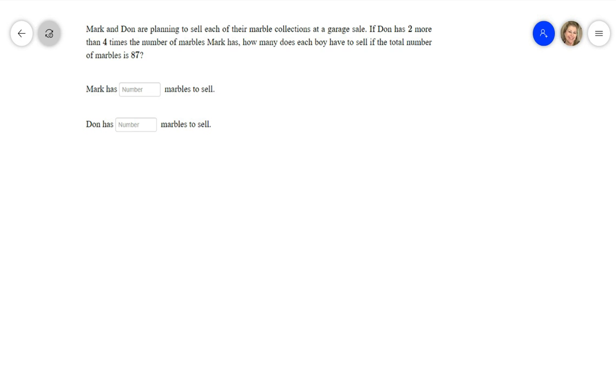I really don't know anything about Mark's marbles, but I do know what Dawn has. She's got 2 more than 4 times the number of marbles Mark has. So we're going to say that Mark is going to equal X marbles. And then Dawn has 2 more than 4 times the number of marbles that Mark has. 2 more than means to add 2. So you take 2 and add it to 4 times X, which is the number of marbles that Mark has. You can write it as 4x plus 2 or 2 plus 4x, but I like 4x plus 2. So Mark has X marbles. Dawn has 4x plus 2 marbles.